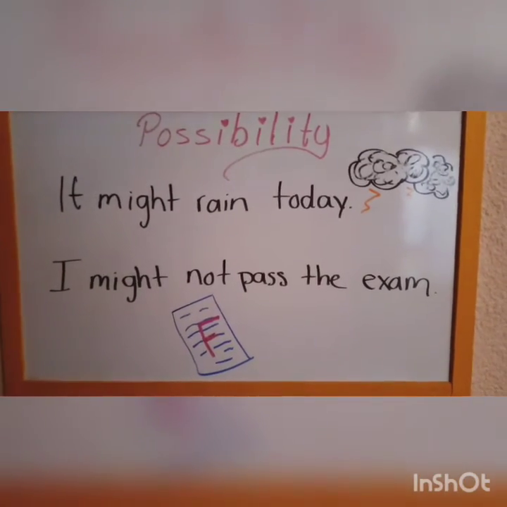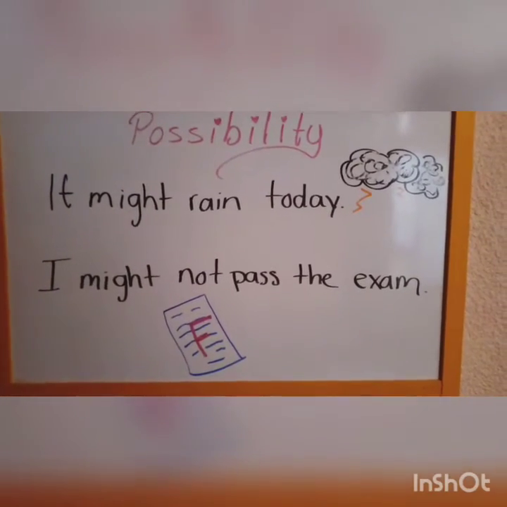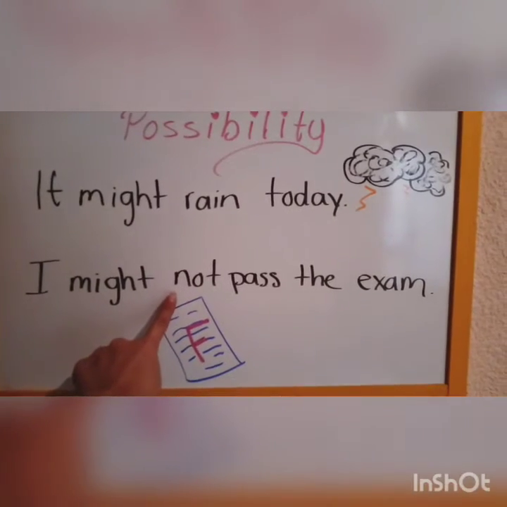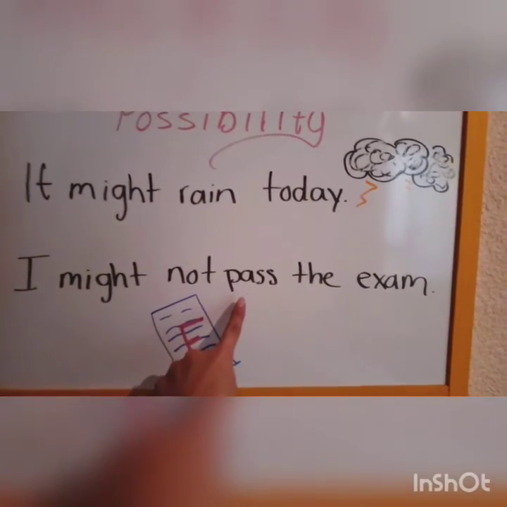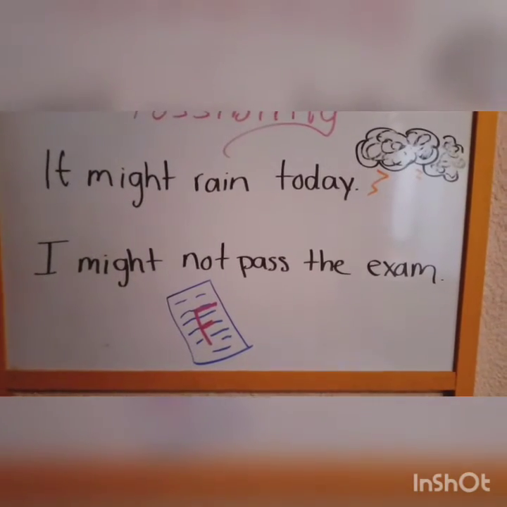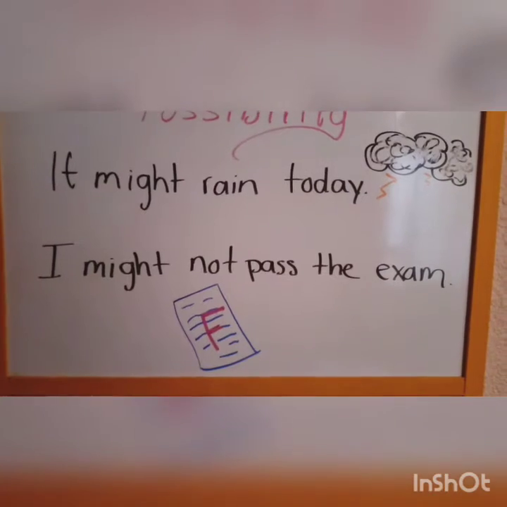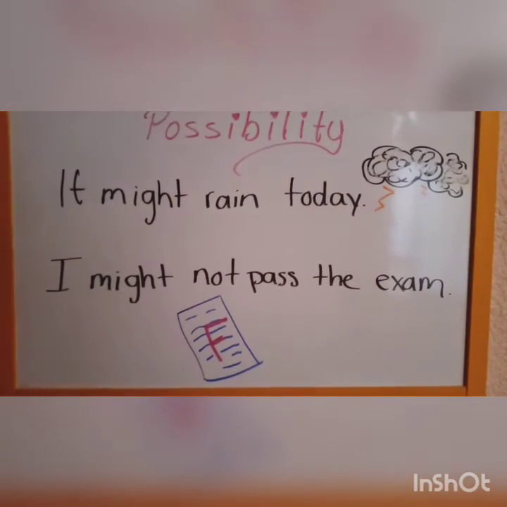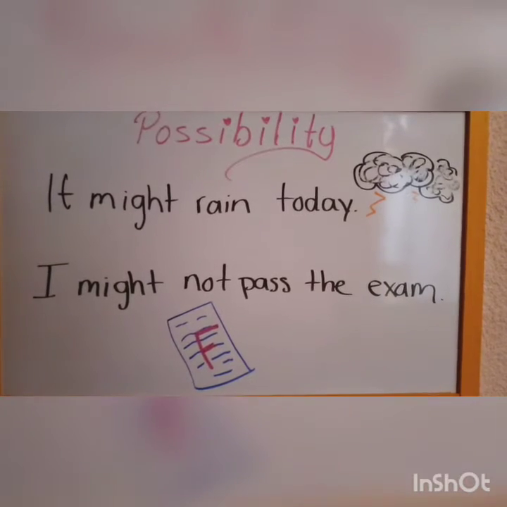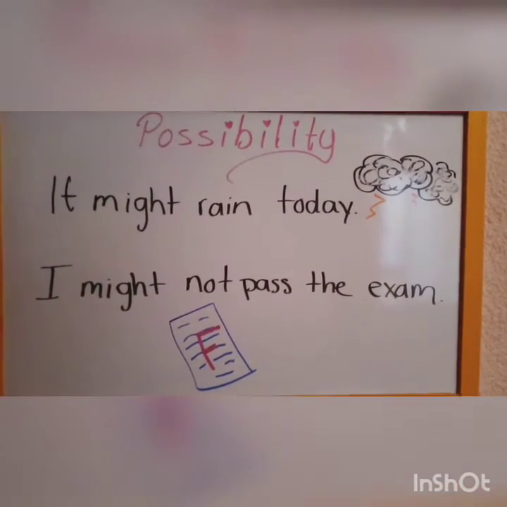Okay, in the second sentence, I have I might not pass the exam. This is how I do my sentence in negative. I'm only going to use the word not. And my verb has to be in base form. This means that you are not sure, okay? You say, I might not pass the exam, maybe because you think it's very difficult or you didn't study. So there is a possibility that you will not pass it, but it is not 100% sure.